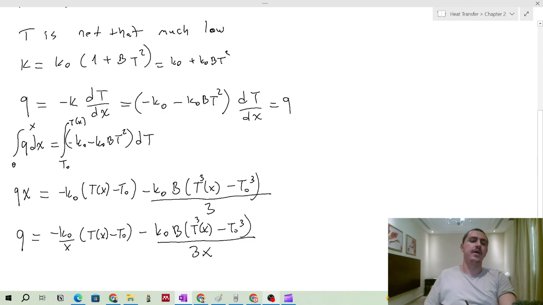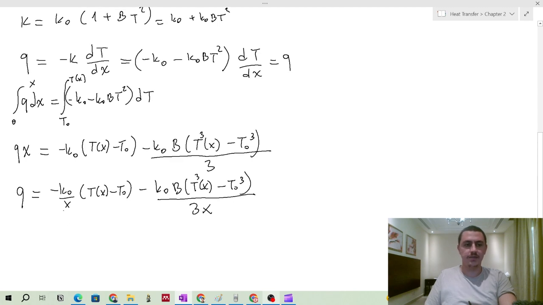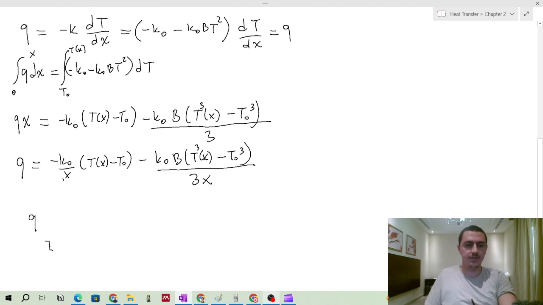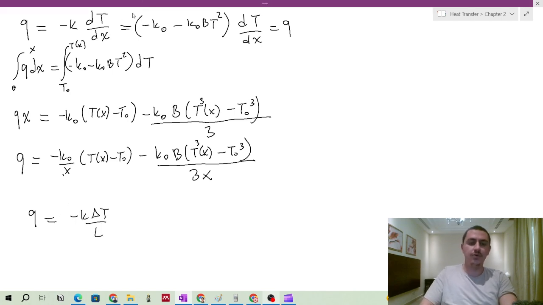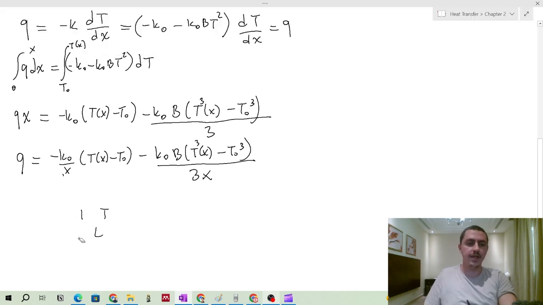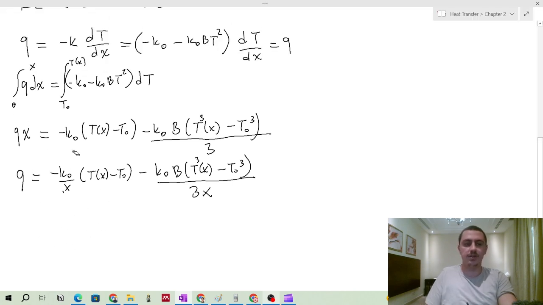So that's how we find the heat flux. If you remember, if it's constant, we get just Q is minus K delta T over L. It's easy, right? But if you have varying thermal conductivity with respect to temperature, you should consider all these terms and calculate the heat flux based on these values.